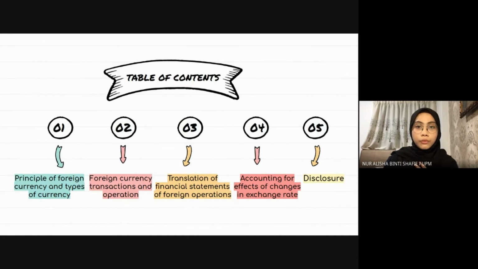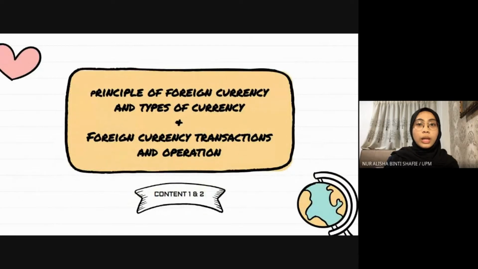I'm going to explain the first and the second part. The third part is going to be explained by Haziq and also Zainal. The fourth part and the fifth part are going to be explained by Punitha and also Shi. Now let's begin with our presentation.